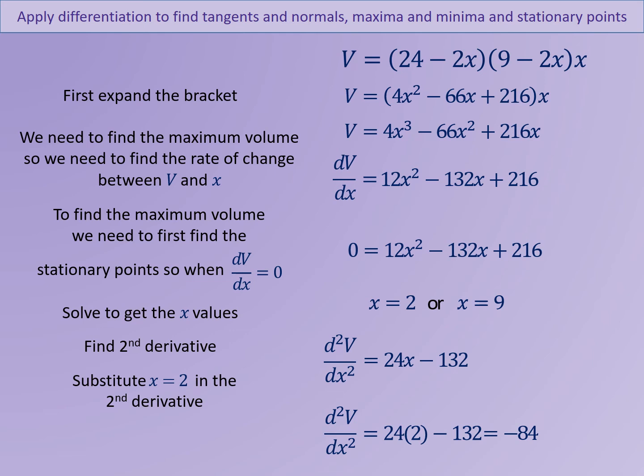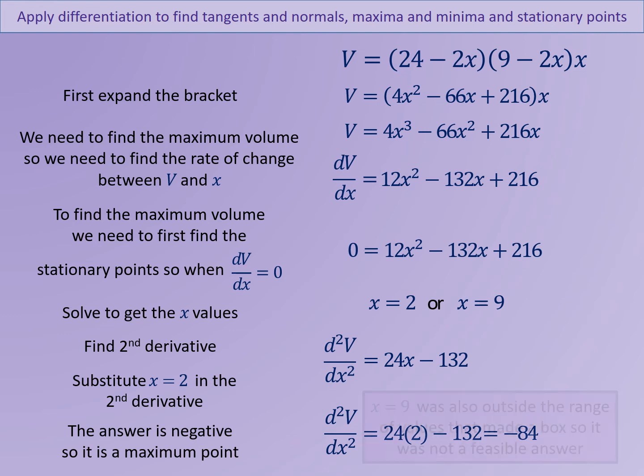Now I'm not really concerned about how negative that number is. I just need to decide whether I end up with a negative value or a positive value. Because I've ended up with a negative value, we can tell the examiner, if this was an exam, that because we have a negative second derivative, the implication is that we have a maximum point, which of course is exactly what we need.